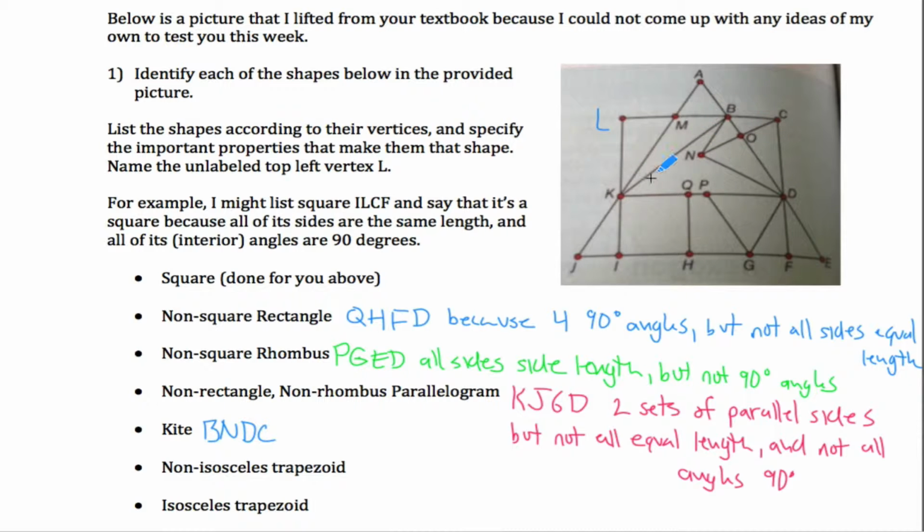BNDC, that is this kite up here, and it's a kite because it has two sets of adjacent, where am I going to write this? Adjacent equal length sides. So that makes a kite.